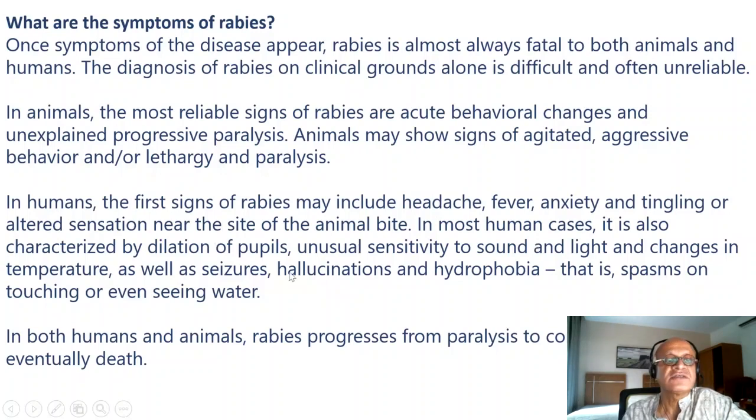In most human cases, it's also characterized by dilation of pupils, unusual sensitivity to sound and light, and changes in temperature, as well as seizures, hallucinations, and hydrophobia. Hydrophobia, this is a key factor as well. That is, spasms on touching or even seeing water. How amazing is that? A virus can make you scared by just seeing water. In both humans and animals, rabies progresses from paralysis to coma and then eventually death.